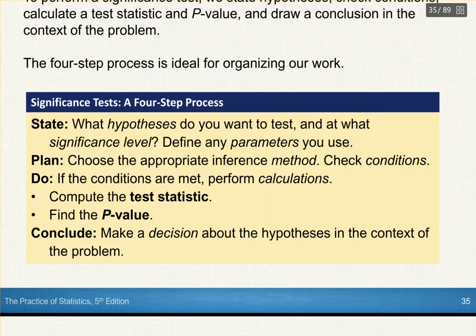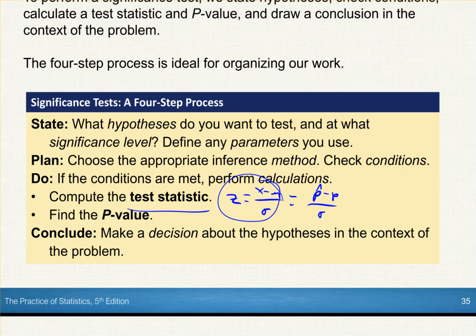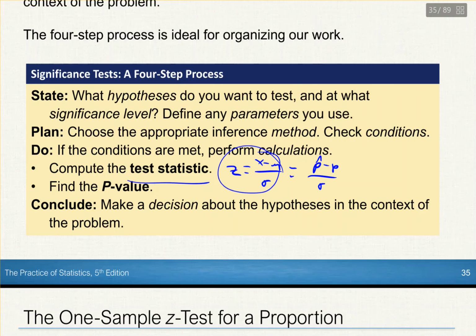If the conditions are met, then perform the calculations. So you can compute the test statistic, which again is z. You can think of that as z equals x minus mu over sigma, where in this case it's p hat minus p over sigma. If you can remember this formula, you've got it, right? It's the same idea. And find the p-value. Again, that's that area that's looking at if we were even less than the number that we came up with, or greater than. But in the basketball example, it was less than.